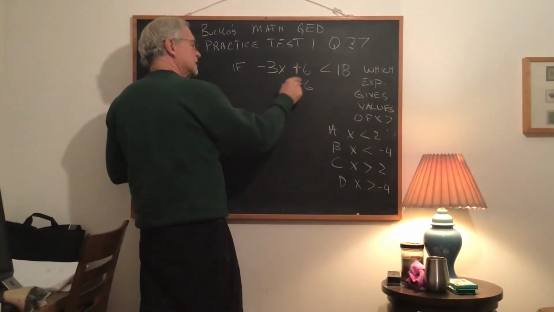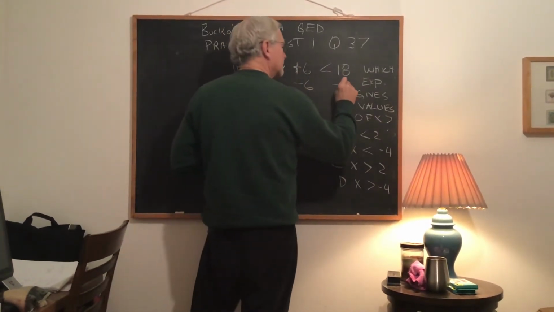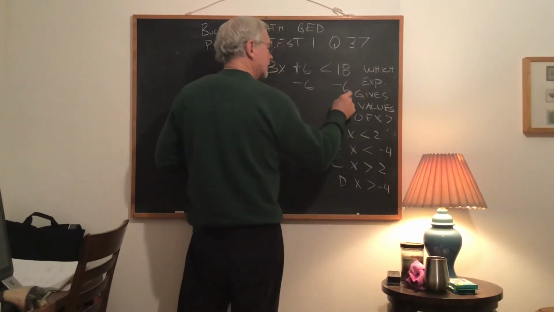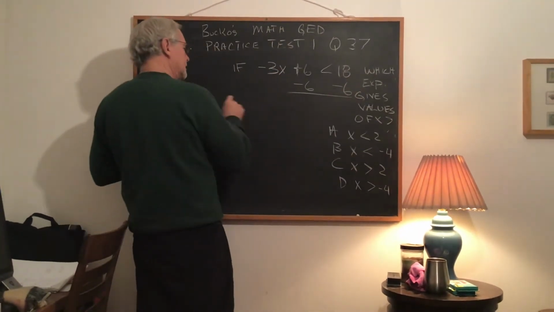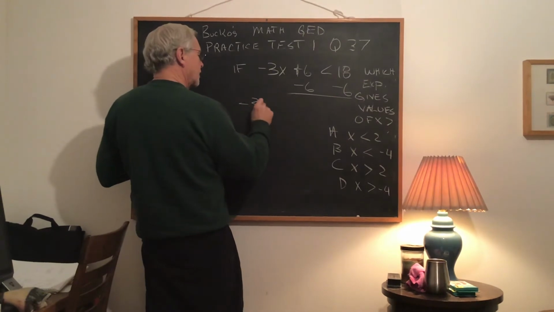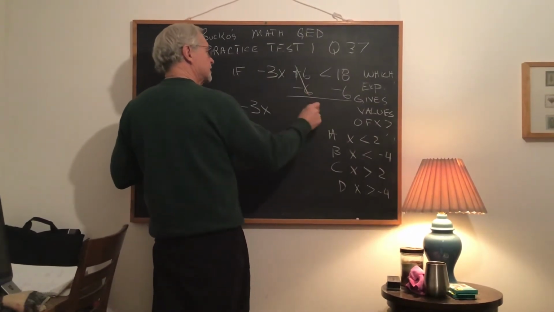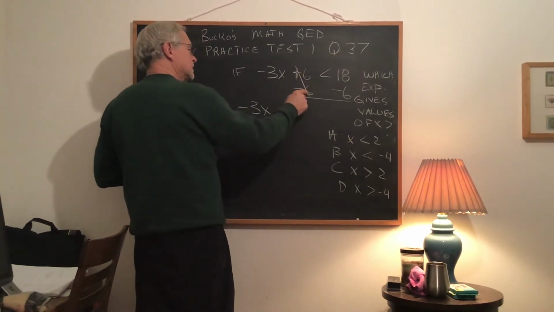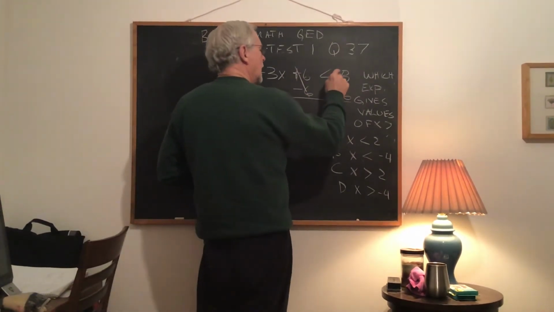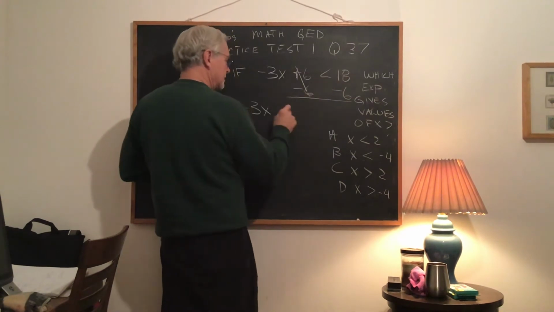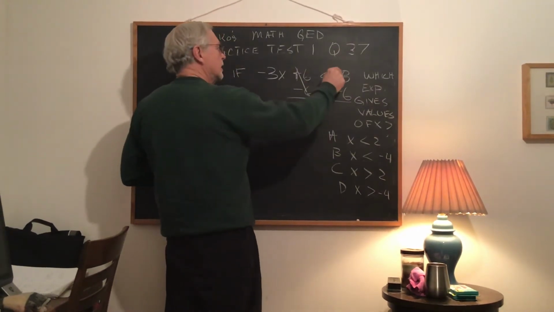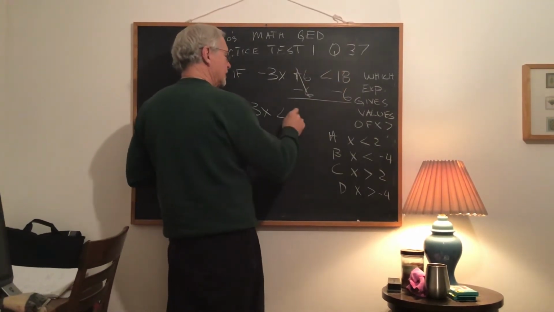Opposite of a positive 6 is a negative 6. And we're going to do the same thing to both sides of the inequality. Draw a line. Copy what's left over. Just bring it down. This guy collapses to 0. Positive 6, negative 6, 0. Copy the sign. Make sure you get the direction right. And 18 minus 6 would be 12.